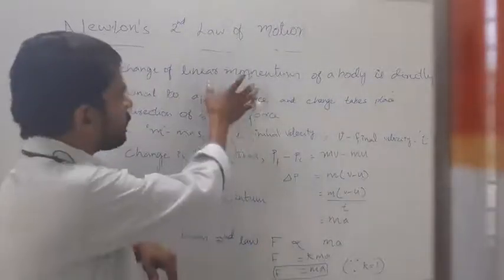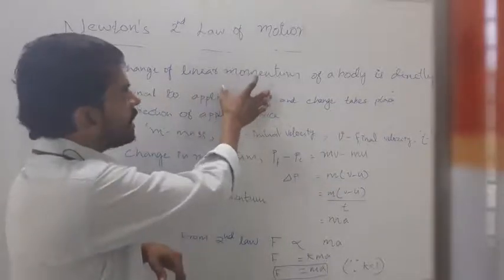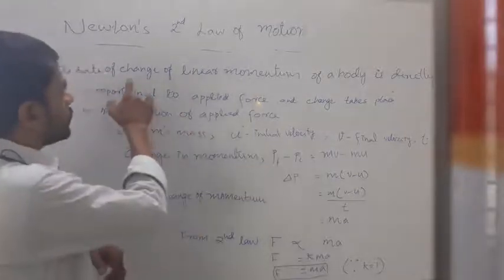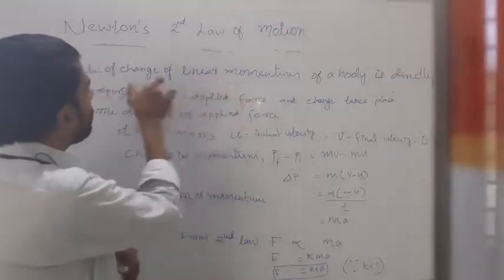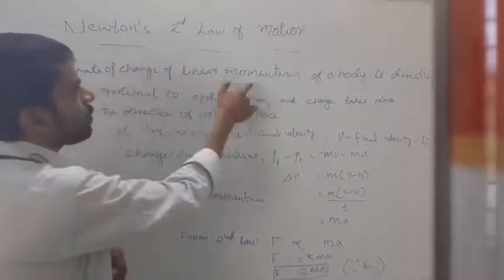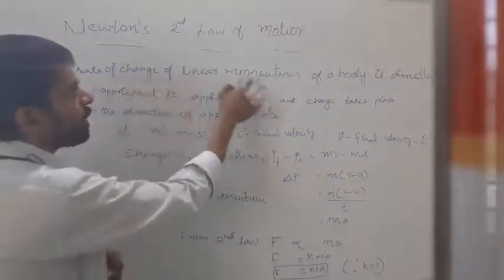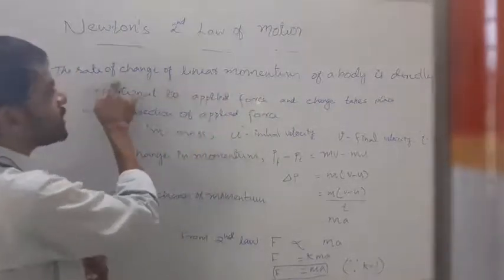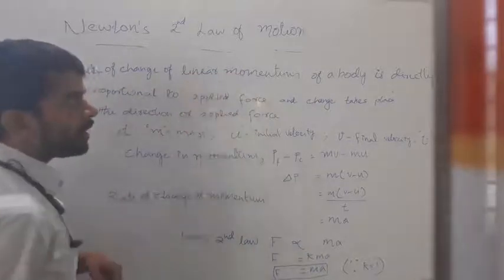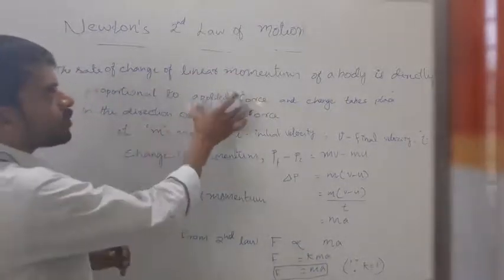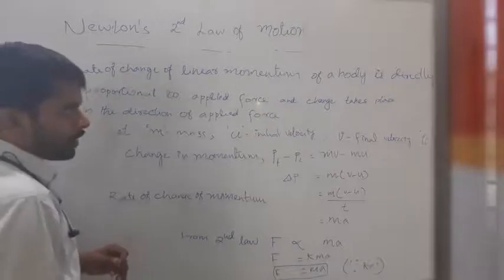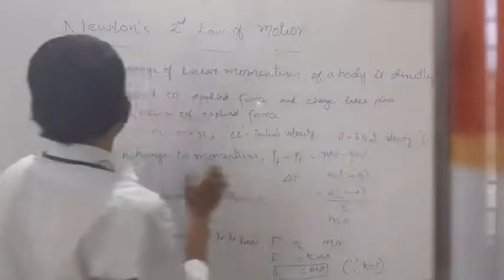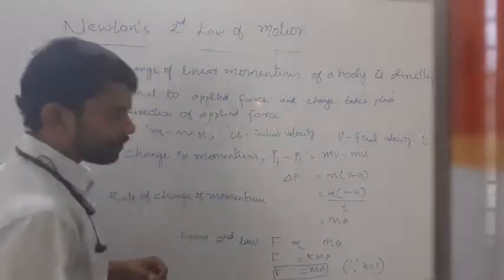In the same way, we can also relate the rate of change of linear momentum. The rate of change of linear momentum we can regard as the change of linear momentum in unit time, or change of linear momentum per unit time. That is actually proportional to the applied force. Now we are discussing that the change takes place in the direction of applied force.